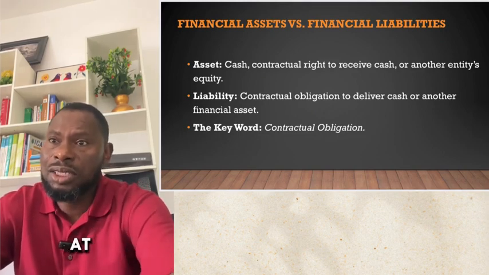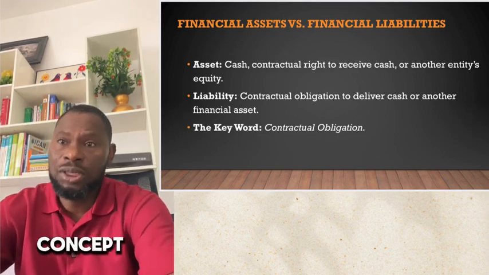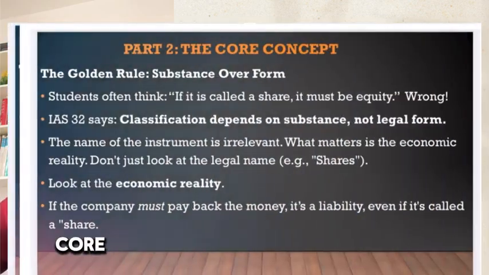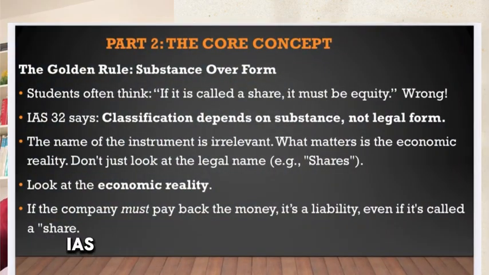Next, let's look at the core concept. What is the core concept? The core concept of IAS 32 is telling us about substance over form. What do we mean by substance over form? Students often think that if it is called a share, then it must be equity. What if it's a preference share? You see preference shares, some preference shares. Most preference shares are not equity.